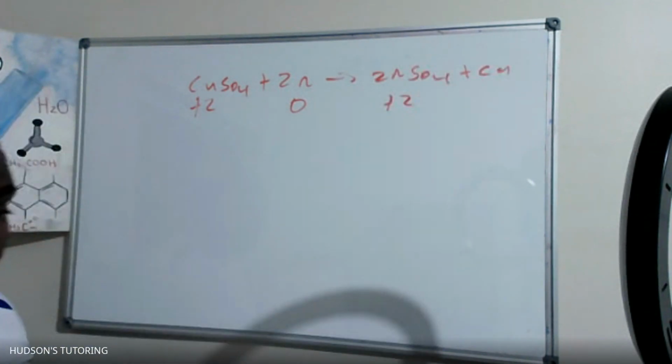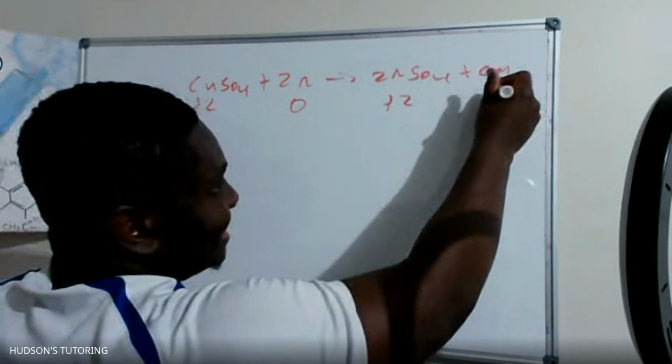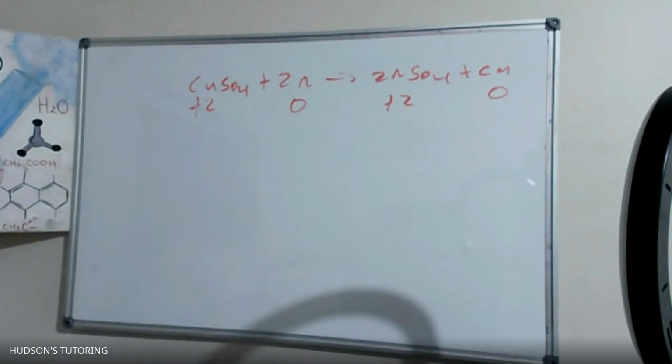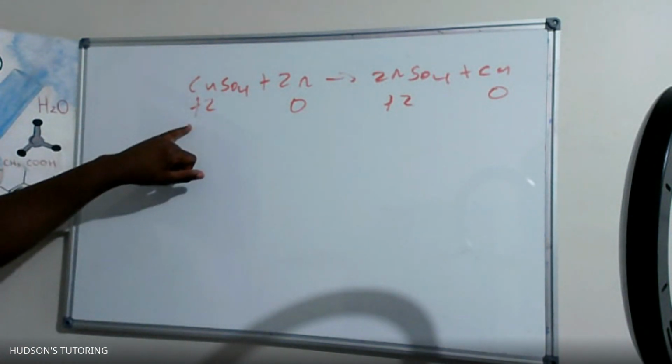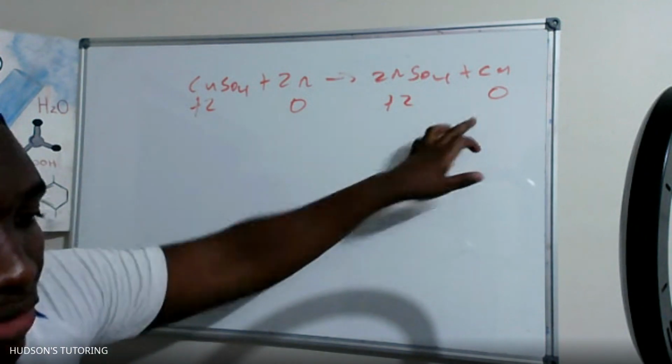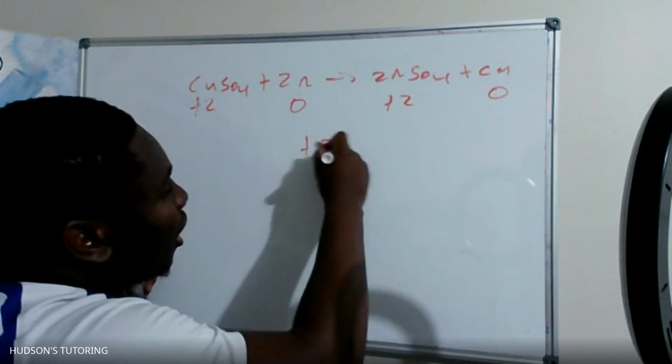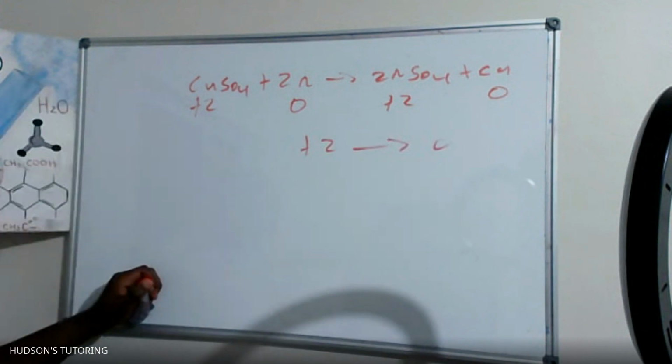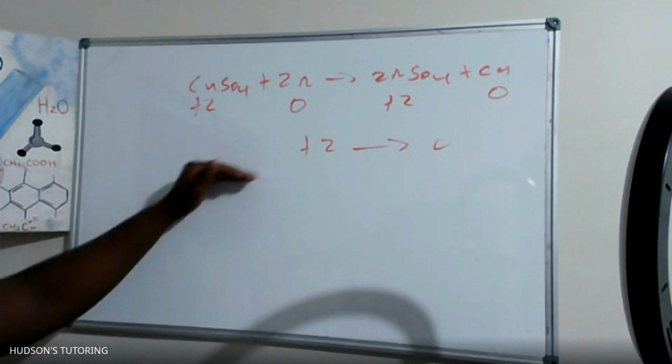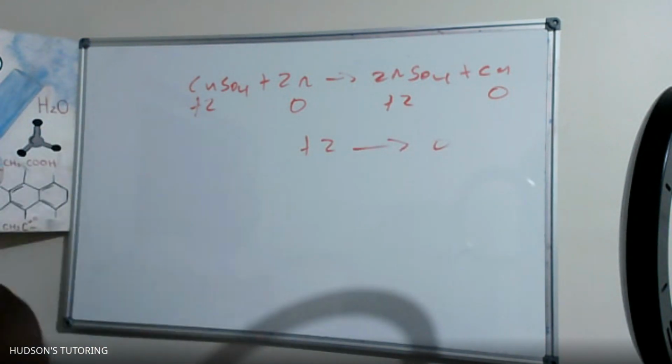The oxidation state of copper over this side, it's uncombined, so it's 0. What is happening? Let's look and analyze. The oxidation state of copper moved from +2 to 0. So there's a reduction in the oxidation state. Because the oxidation state decreases, we say that copper is reduced. Are you guys seeing what I'm saying? Are you guys seeing it?